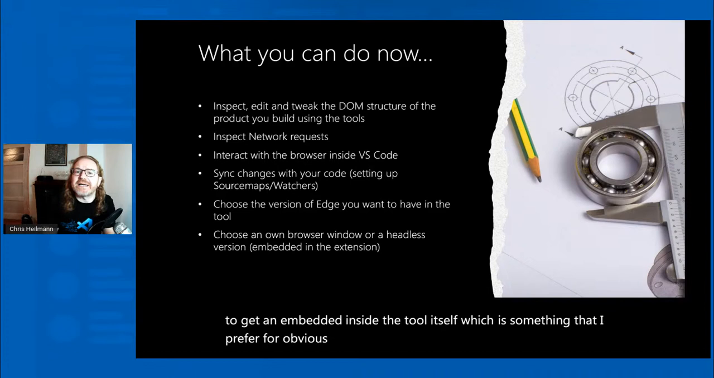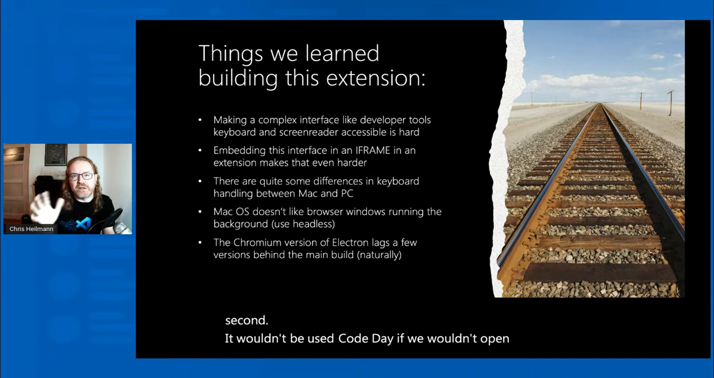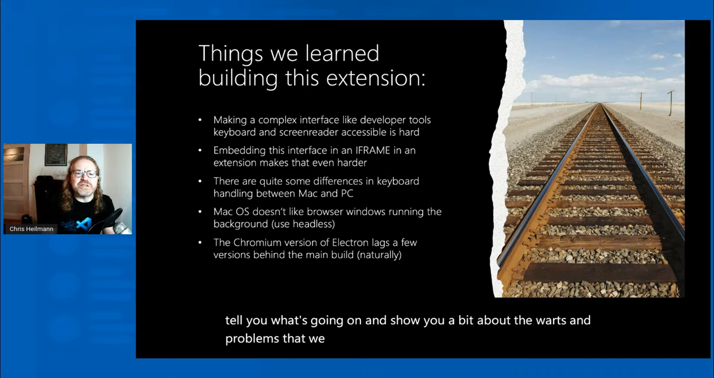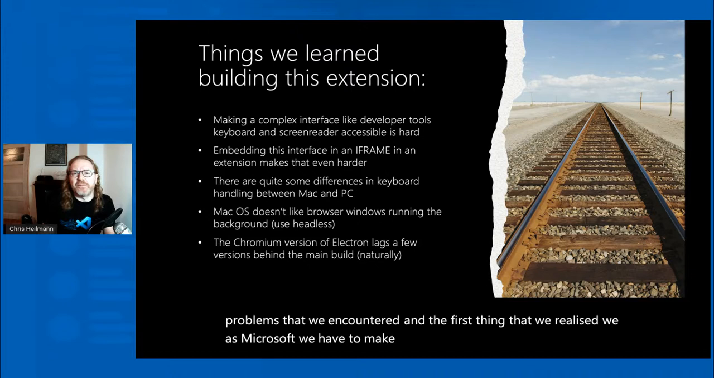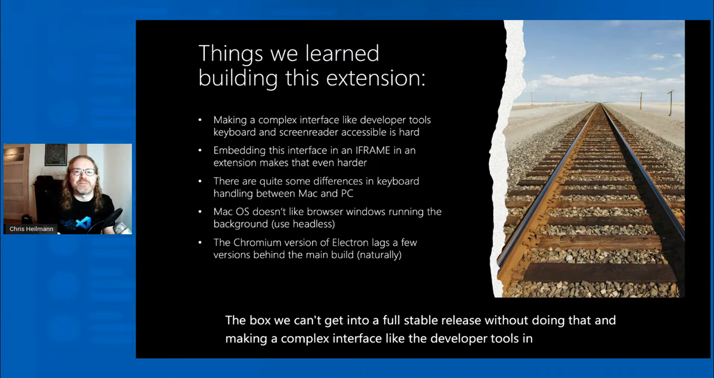It wouldn't be VS Code Day if we wouldn't open the hood a bit and tell you what's going on and show you a bit about the warts and problems that we encountered. The first thing that we realized, as Microsoft, is that we have to make everything accessible to people with screen readers and keyboard. That's out of the box. We can't get into a full stable release without doing that. And making a complex interface like the developer tools in HTML, CSS, and JavaScript, and still keeping them accessible to screen readers and other assistive technology was quite a task.